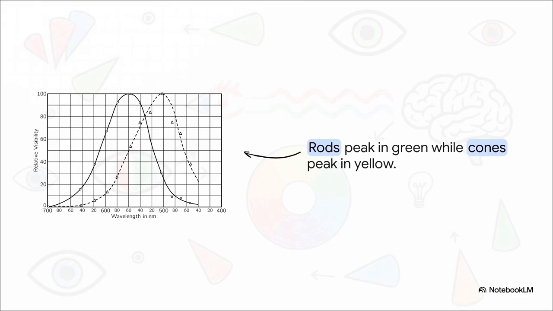Just look at the difference in these curves. That solid curve right there shows your cone sensitivity in normal daylight, peaking really nicely right in the yellow region. But then look at the dashed curve. That's your dark adapted vision, relying entirely on your rods. It peaks way over in the green, and if you follow that dashed line all the way over to the right side where the red light lives, it just completely drops to zero. Your rods are completely 100% blind to deep red light.